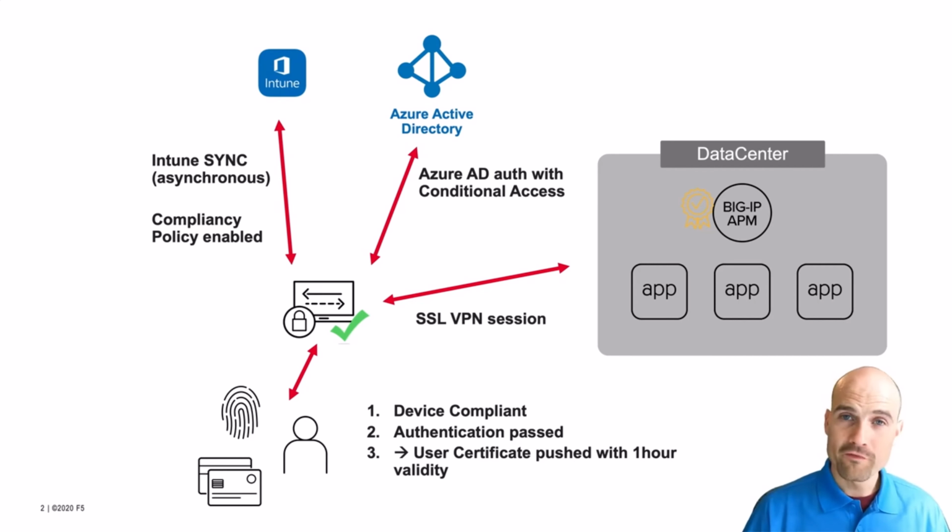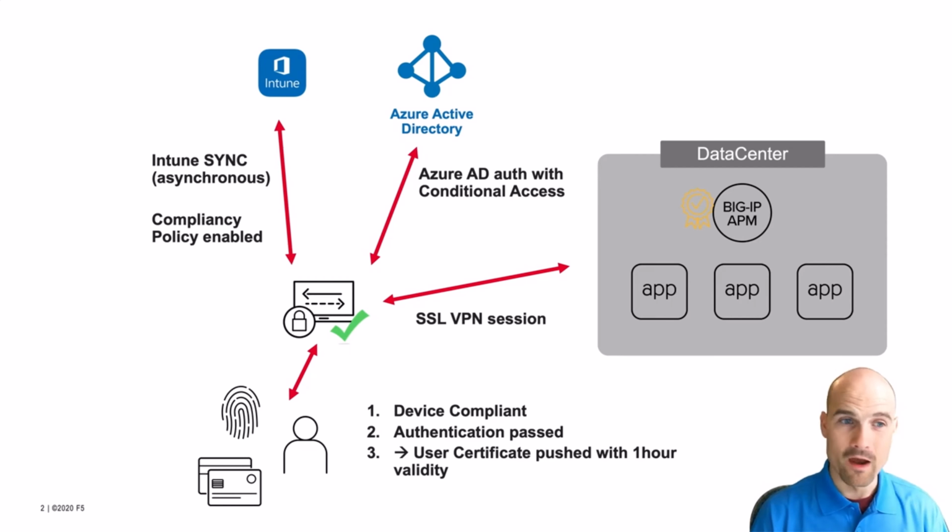The first factor authentication is username and password. The second can be an MFA, an SMS, something that Azure AD supports. And the outcome is a certificate. So the device receives a certificate for 1 hour, and this certificate can be used during 1 hour to authenticate against the gateway.